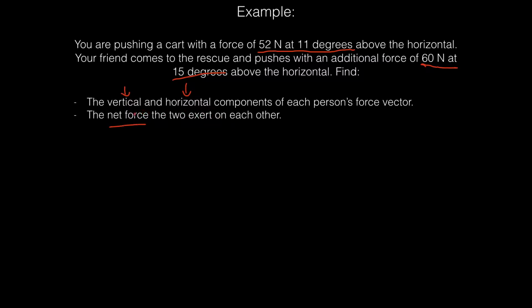What this means is that in the end, we're going to have to add the vectors, okay? So first, let's just write out the components. For the first guy, I'm going to write it out in red. If you want to draw out a triangle, that's perfectly fine. This is not to scale, by the way. So this is going to be 11 degrees, 52 newtons.